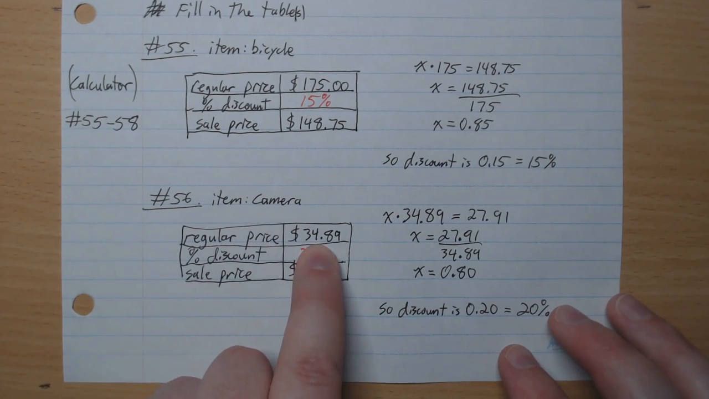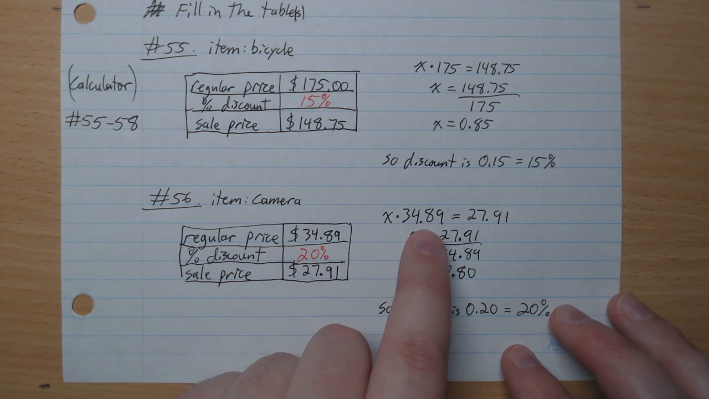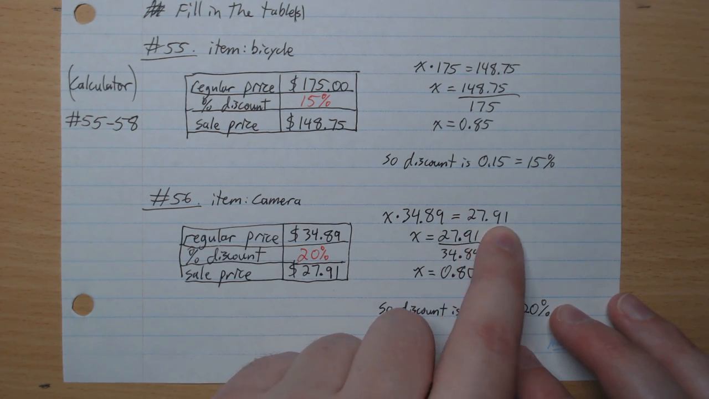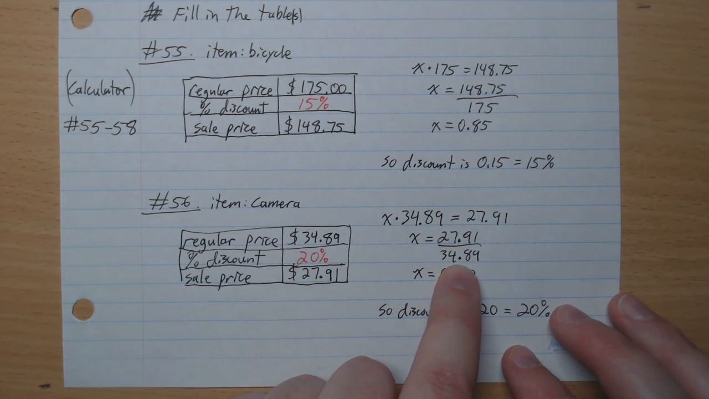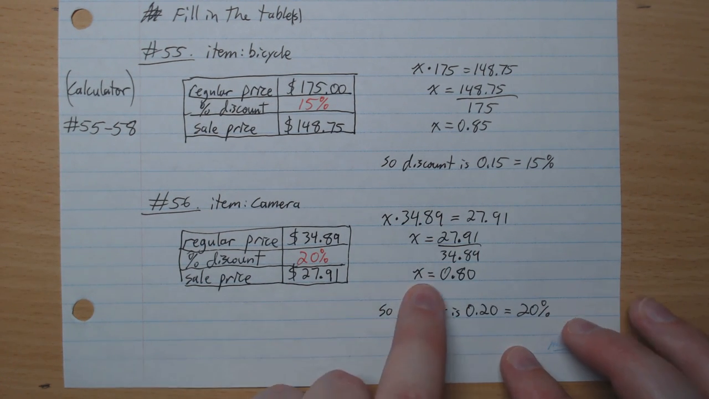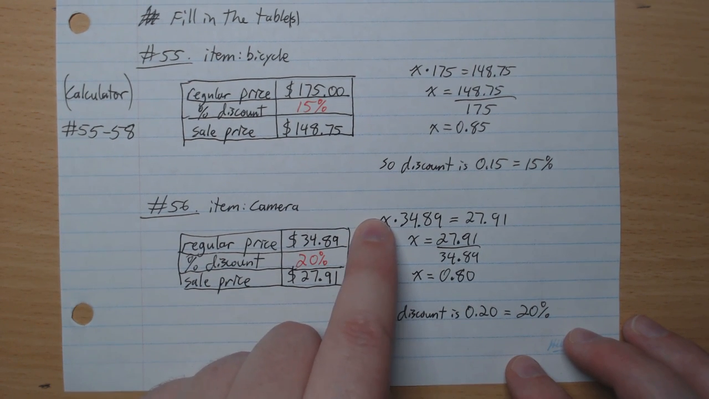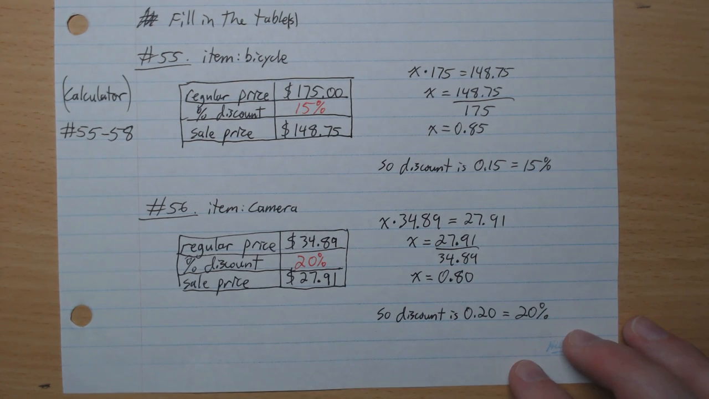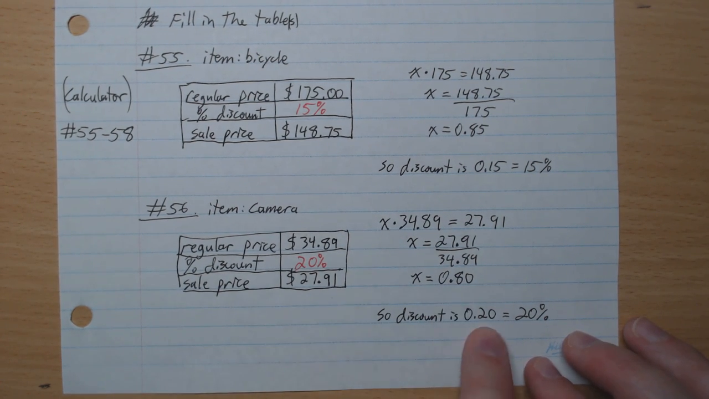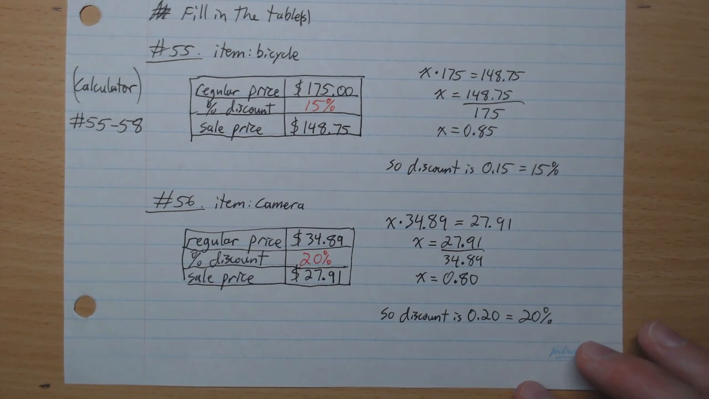56, we have a price on a camera and a sale price. So a certain percentage of this number gives 27.91. We divide by 34.89 on both sides. And so we see that X is 0.80. So if you go 0.80 times this number, you get 27.91. So the discount is 1 minus 0.8, which is 0.2. So discount is 20%.